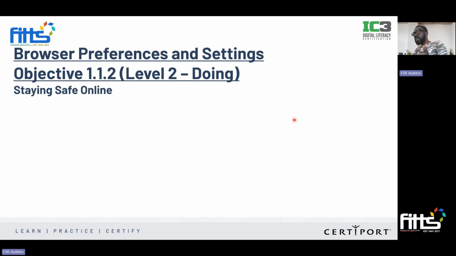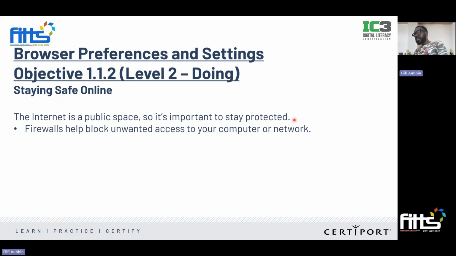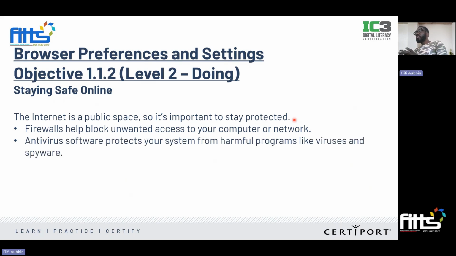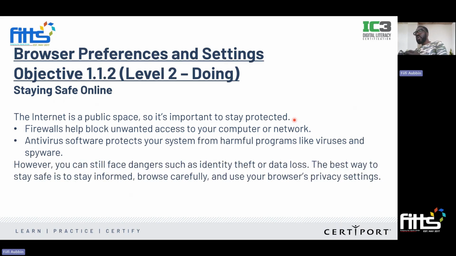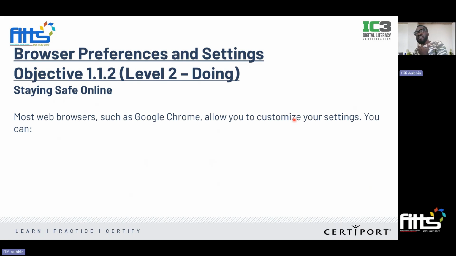Then how do you stay safe online? How do you protect yourself? So we say that the internet is a public space, so it's important to stay protected. So firewalls help block unwanted access to your computer or network, and I believe I showed that to you. Then antivirus software protects your system from harmful programs like viruses and spyware. However, you can still face dangers such as identity theft or data loss. So the best way to stay safe is to stay informed, browse carefully, and use your browser's privacy settings.